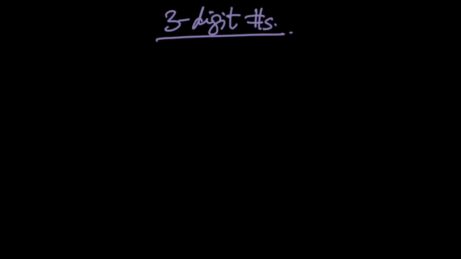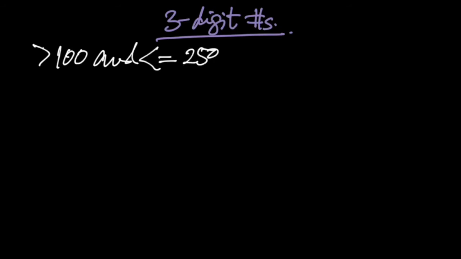Now, let us move to 3-digit numbers. Let us take the first case where numbers are greater than 100 and less than or equal to 250. Here we use a technique called P100. P100 means previous hundreds. Let us do some examples.